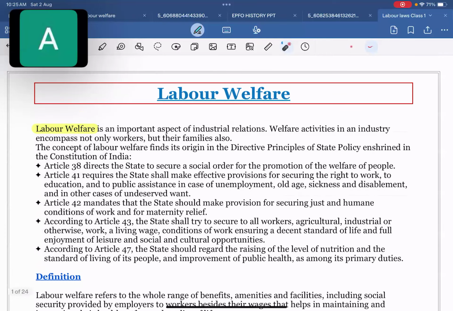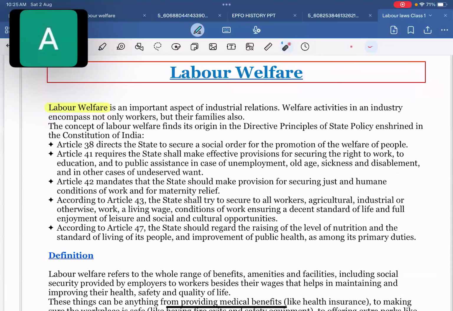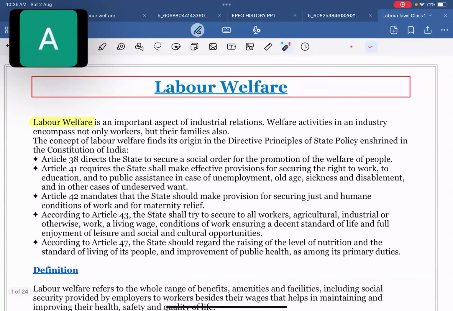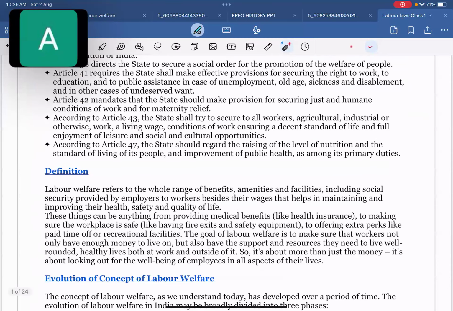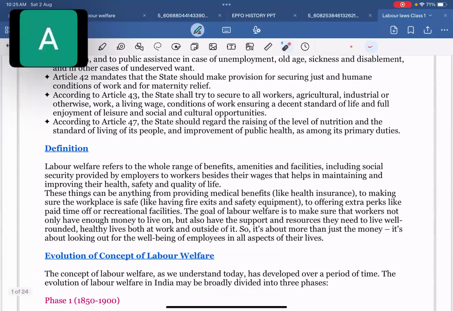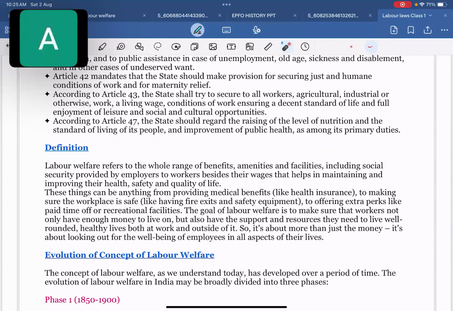I believe there are students in our class who have given the EPFO exam last time also, and someone is preparing for the first time. So I have to put these things in our notes, the definition and all the things. Otherwise, I would have skipped this also, because these are of no use from the perspective of the examination.